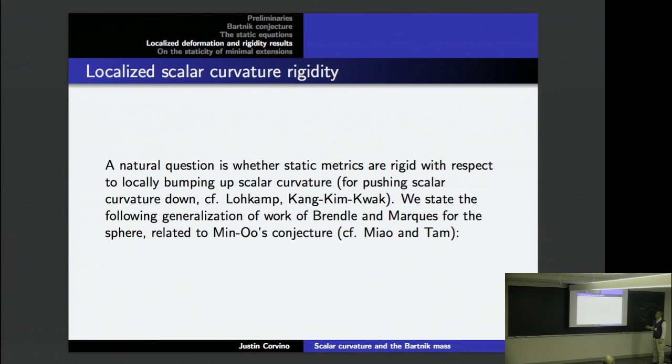I'm going to mention one result about rigidity. What I just mentioned was about deformation. I'll mention one work about rigidity, and then I'll get to more on the staticity of minimal mass extension. The question about locally deforming scalar curvature in the static condition is a natural, interesting one. It's often phrased in terms of bumping the scalar curvature up. Bumping it down isn't much of an issue for a number of reasons.